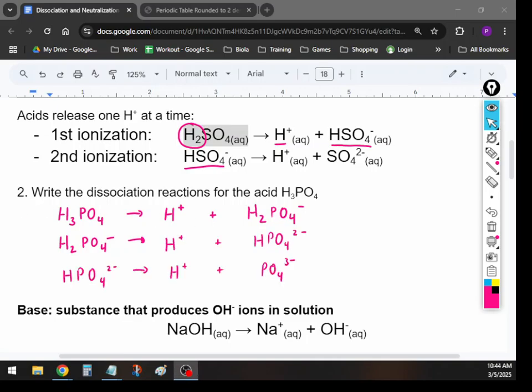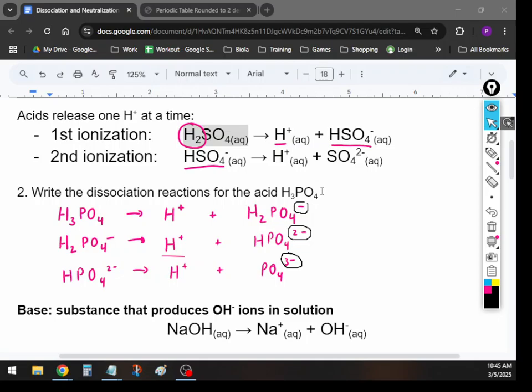Alrighty guys, so this is how we get the dissociation reaction. Again, if you guys notice, same thing. Just take off a hydrogen every time. But the other thing I want you guys to keep in mind is if you take a look at the charges, every time you take off a hydrogen, it goes down by one, right? So just make sure you guys keep that in mind as well. Every time you take off a hydrogen, since each hydrogen is +1, you take it out, it just goes down by one each time. Okay.